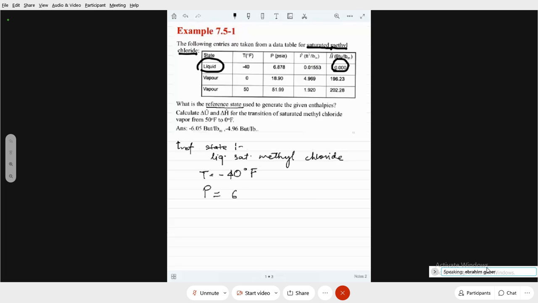6.87 PSIA. Okay, that's it. Every time you solve your energy balance, you need to specify your reference state. Oh, sorry, I need to undo that. That's not temperature, let me erase that. That is reference state. You need to specify that. If you do not specify that, you will lose marks.